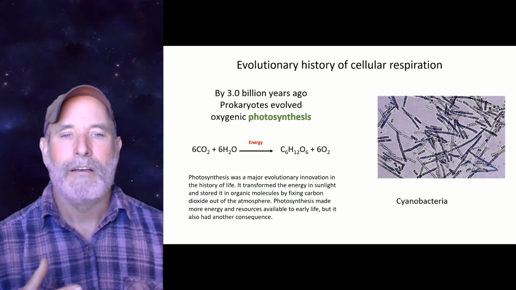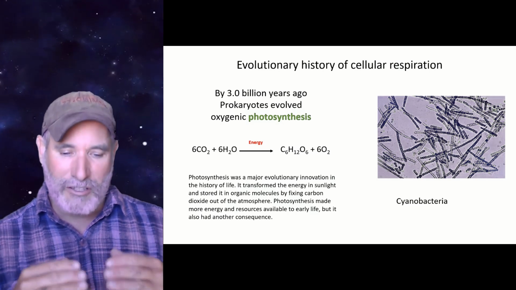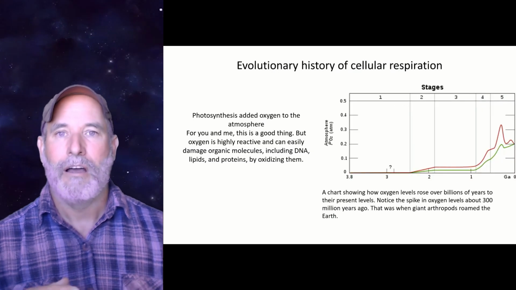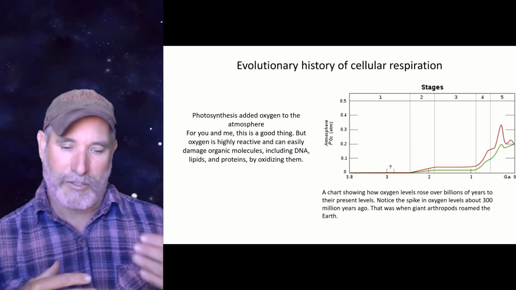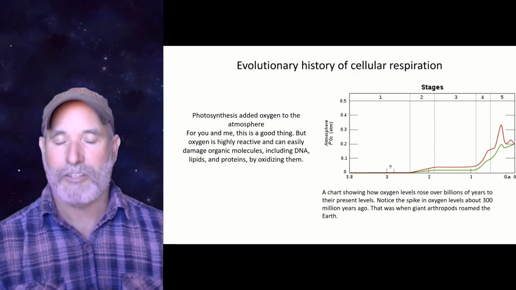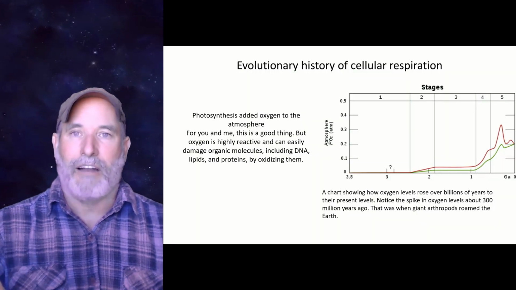And it is, for us. But to the first life on this planet, as oxygen levels slowly rose, it was damaging. The first life on this planet evolved without oxygen. And oxygen is damaging, right? It's the second most electronegative element in the universe. Oxygen loves electrons, so it oxidizes everything around it.